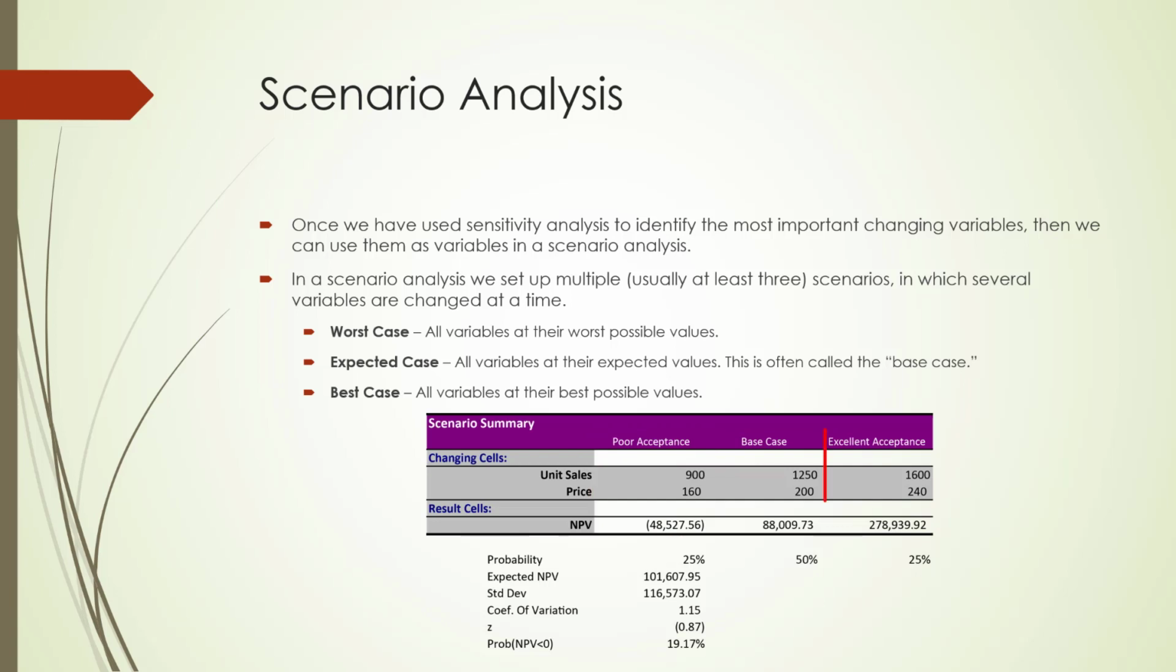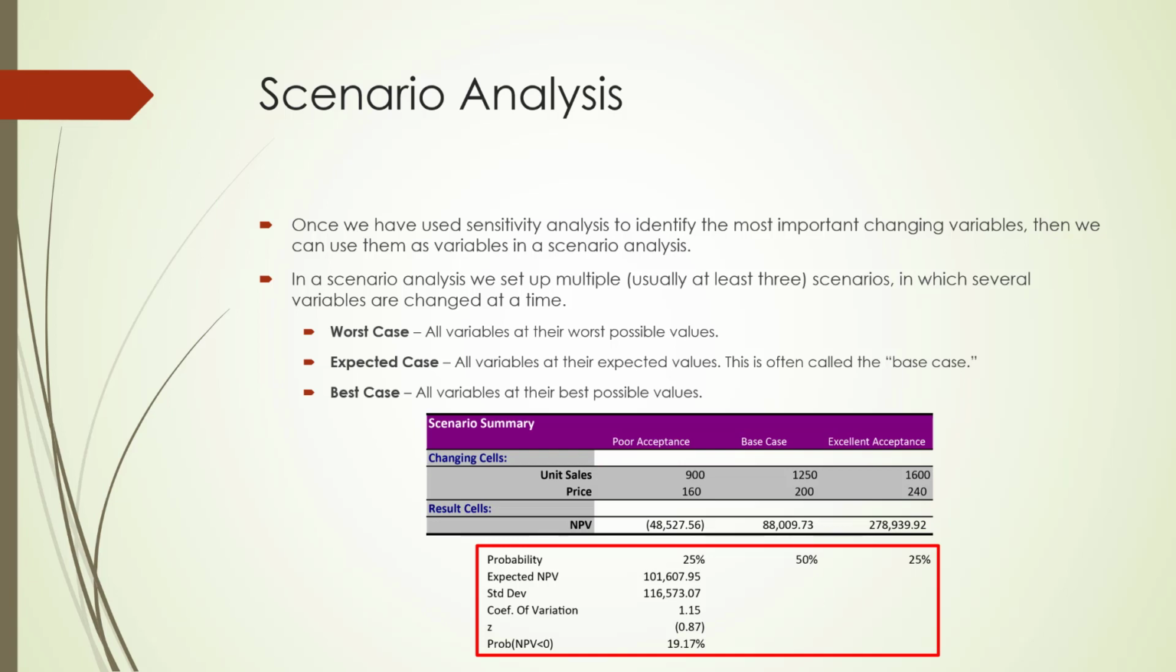Whereas in the excellent acceptance case, unit sales is 1600 and the price is 240. So you have high unit sales and a high price. And then you can see that I've calculated the NPV for each of these scenarios. Now, if you want, you can take this a step further and assign probabilities to each of these scenarios.